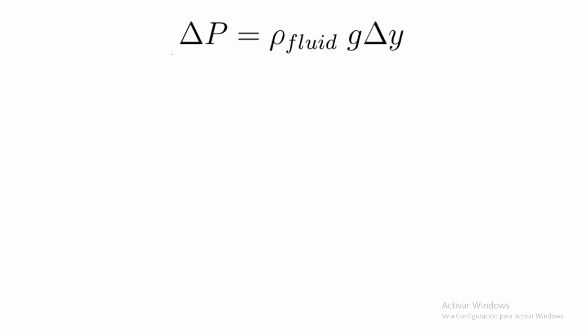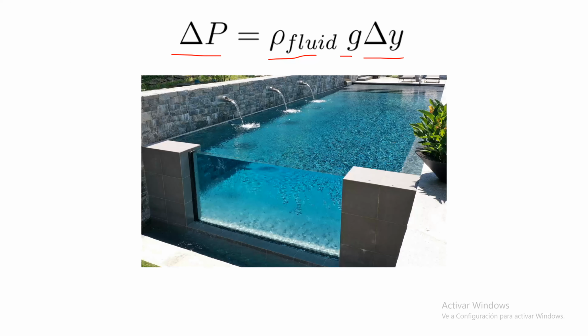Okay, so first of all we need to see this formula. The change of pressure is equal to the density of the fluid times the constant acceleration times the change in height. So what this means is, for example, for a pool full of water, that the deeper you go, there will be more pressure as both the density and the gravitational acceleration stay roughly constant.